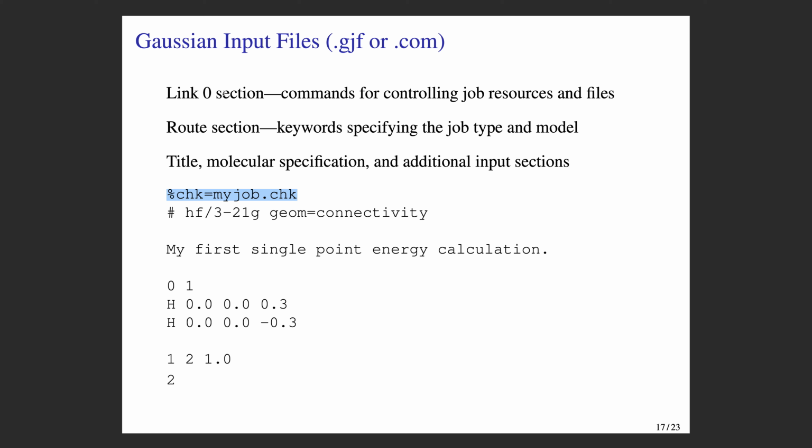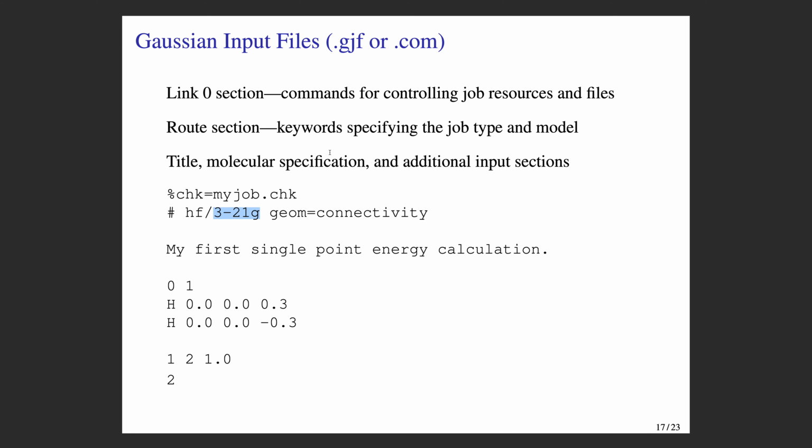The next section here is called the route section, and you'll see that it starts with a pound sign. What the route section does is it specifies keywords that control the type of job you're doing and the model chemistry that's being used. By default, Gaussian will always do a single point energy calculation, so you don't actually have to specify SP. However, you could specify SP and it would do the same thing. Here I've just left it off, and so Gaussian is going to automatically say, oh, he wants to do a single point energy calculation. Then what you see here is the model chemistry. This keyword right here tells Gaussian that I want to do a Hartree-Fock calculation, and I'm going to use the 3-21G basis set.